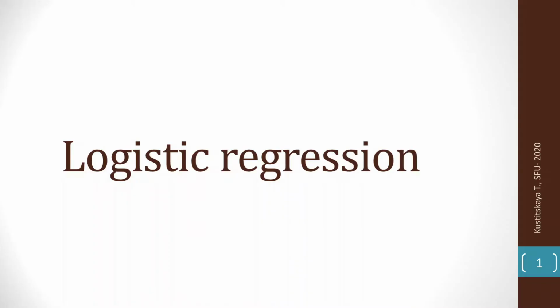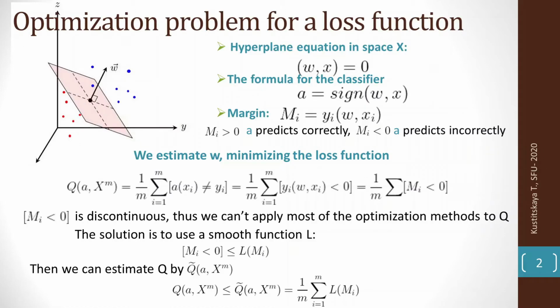Logistic regression is a linear model of classification. That is why we firstly need to remember what's the idea of linear classifiers. If we have two classes, this is a problem of binary classification, and the idea is that there exists a hyperplane which separates classes from each other.